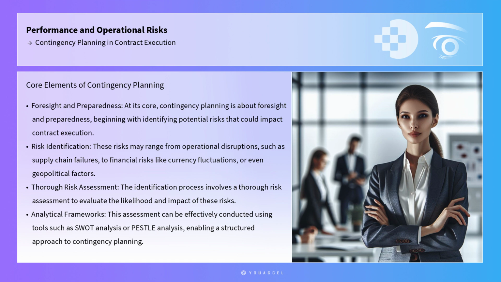The identification process involves a thorough risk assessment to evaluate the likelihood and impact of these risks. This assessment can be effectively conducted using tools such as SWOT analysis or PESTLE analysis. These frameworks help in systematically identifying and categorizing risks, thereby enabling a structured approach to contingency planning.